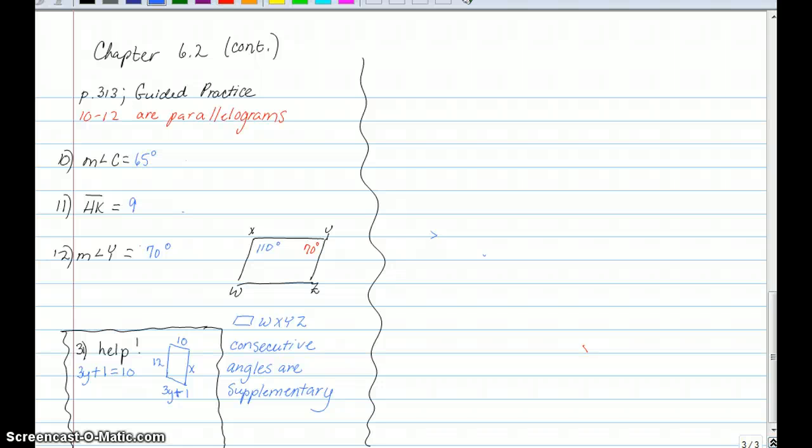Okay, the measure of angle C is 65 degrees because opposite angles are congruent. And then if you look at the figure for number 11, HK, this is where you have diagonals bisecting one another. FK is 9, so HK is also 9. So diagonals bisect. They didn't ask for an explanation, but for your notes, it's helpful to have it.